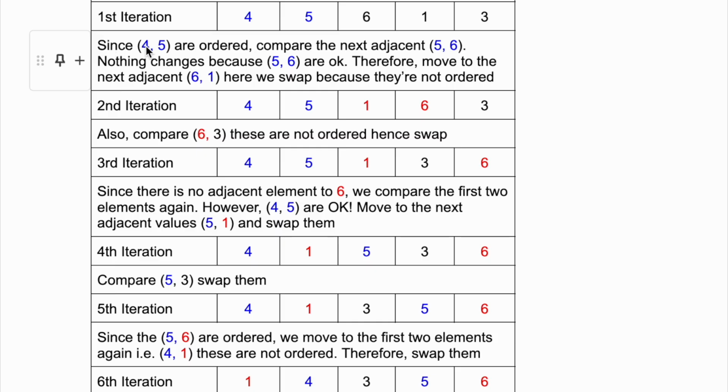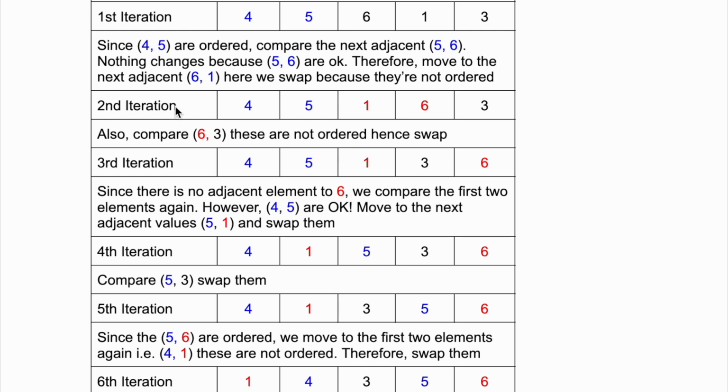Since 4 and 5 are ordered, compare the next adjacent element. And which one is the next adjacent element? 5 and 6. That's the next adjacent element. Okay, now compare 5 and 6. Are they in the right order? Yes, they are in the right order because 6 is greater than 5. So nothing changes because 5 and 6 are okay. That's what I mean by okay.